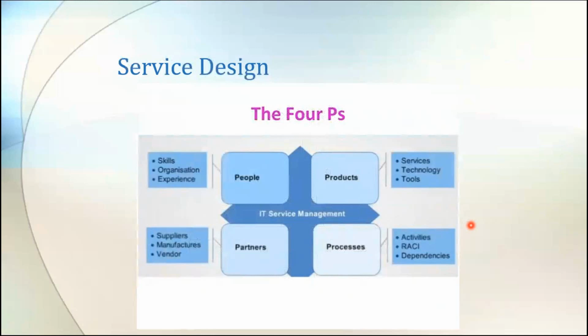You also have the product. So what services we provide, what technology we use to provide the service, and what tools we use. Okay, and then the processes, what activities. I don't remember what RACE C is, but I think it deals with IT services directly, but you can look it up. Basically what activities and what dependencies we use. And then our partners, our suppliers, our manufacturers, and our vendors.